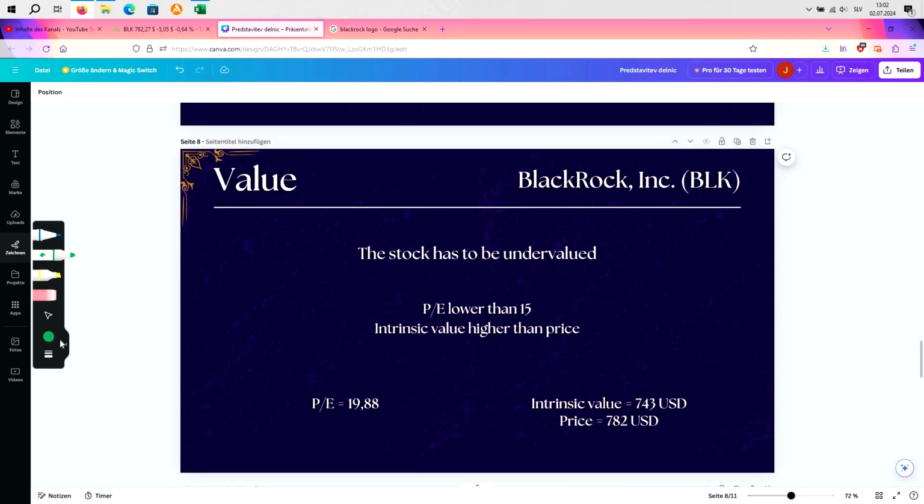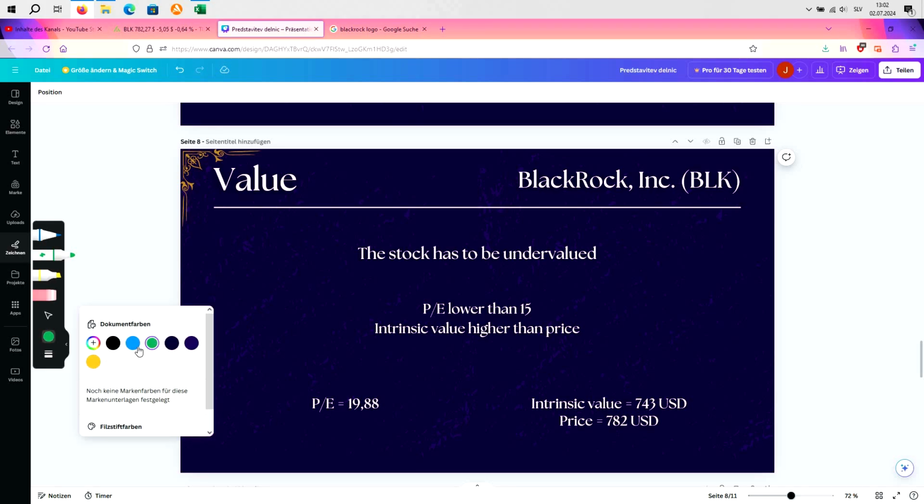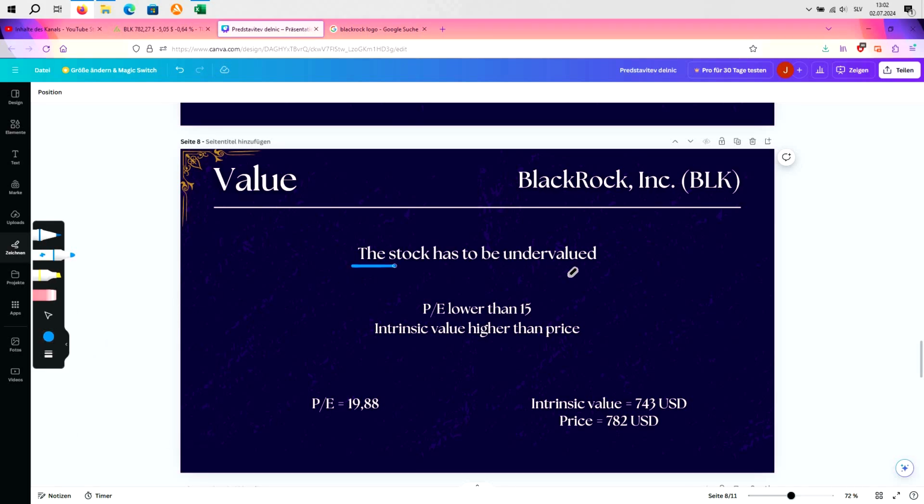Now we come to the value. And in terms of the value, bro, we obviously want to invest in stocks that are undervalued. Now, how do we measure valuation? With 2 simple concepts. The first concept is the so-called P/E ratio, and the second one is intrinsic value.